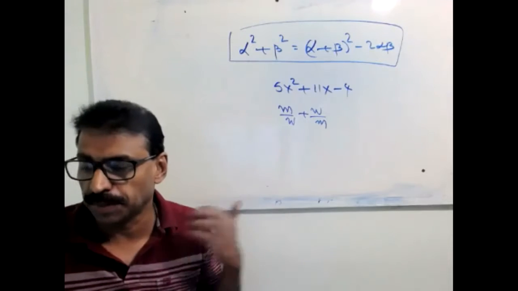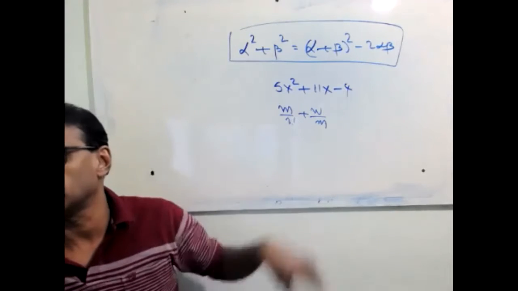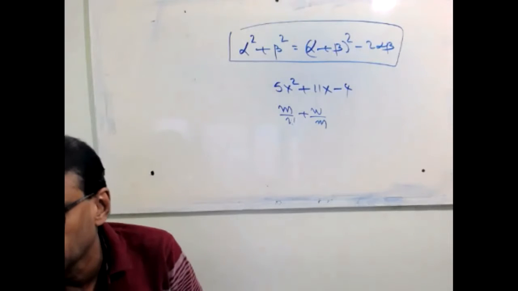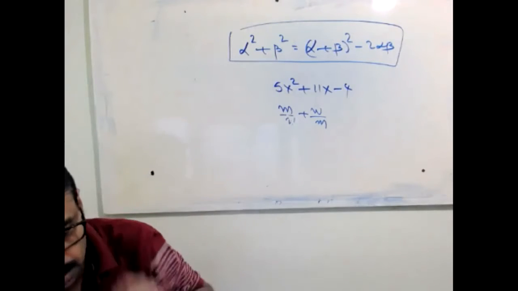By splitting the middle term, you find out m and n. Then substitute here. You will get it. Okay, do it first. By splitting the middle term, you find out m and n. Then substitute here. That's all.